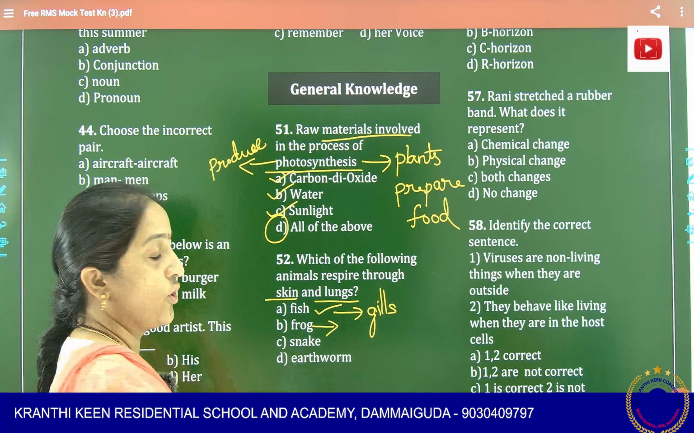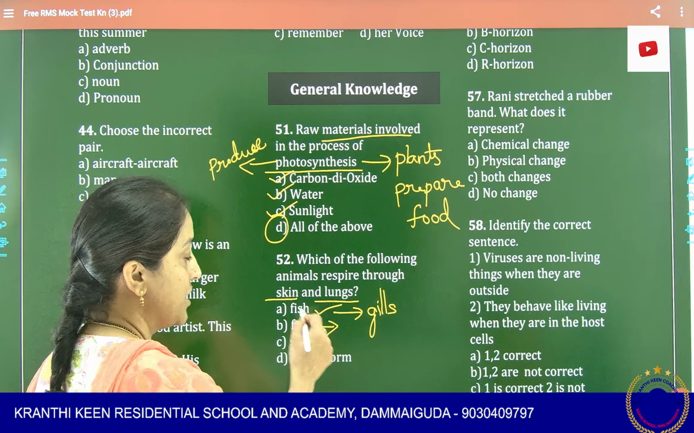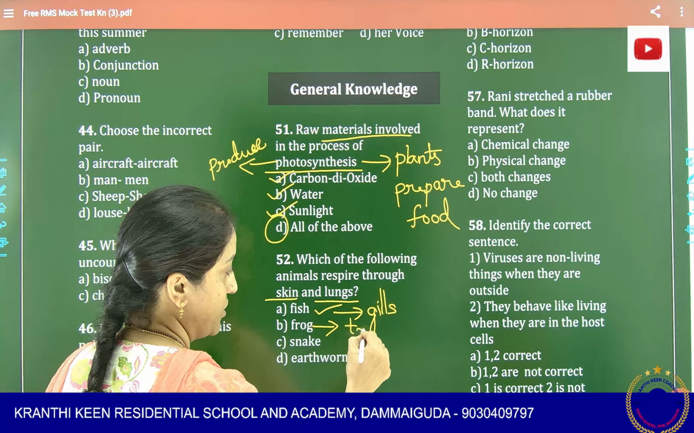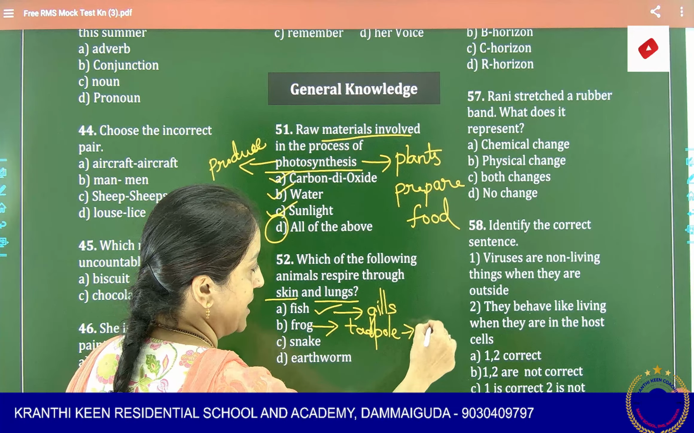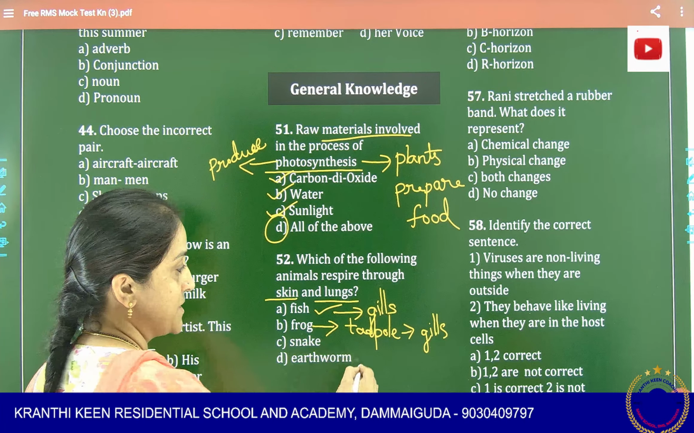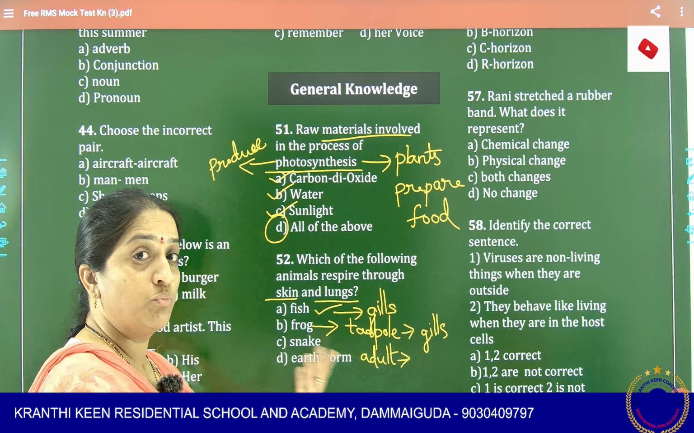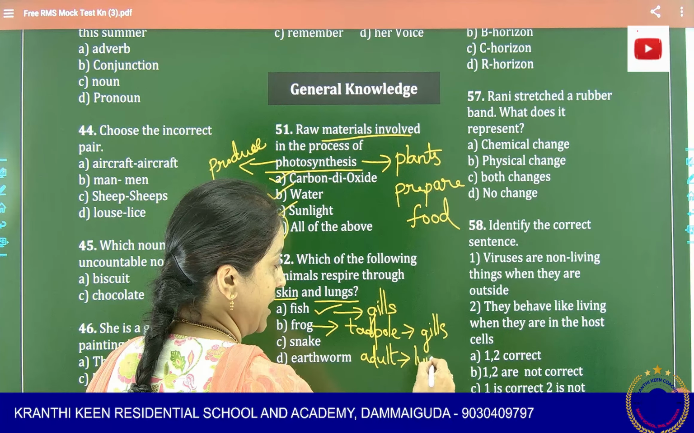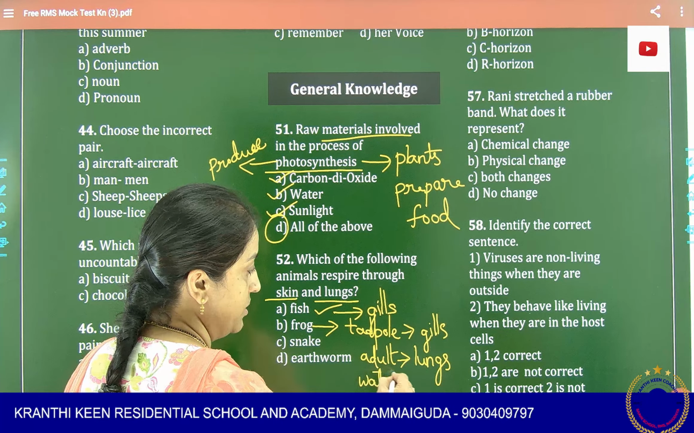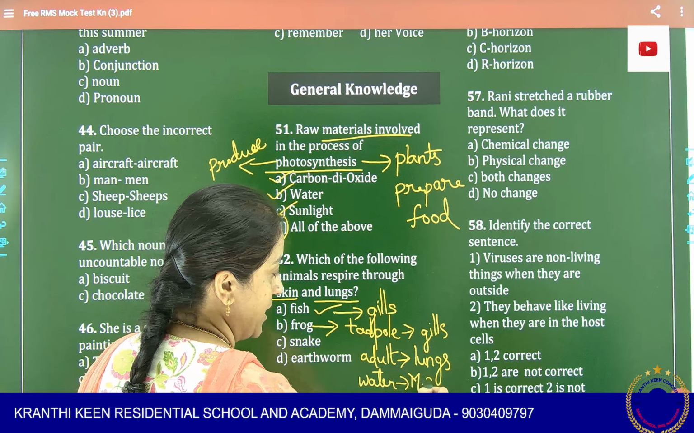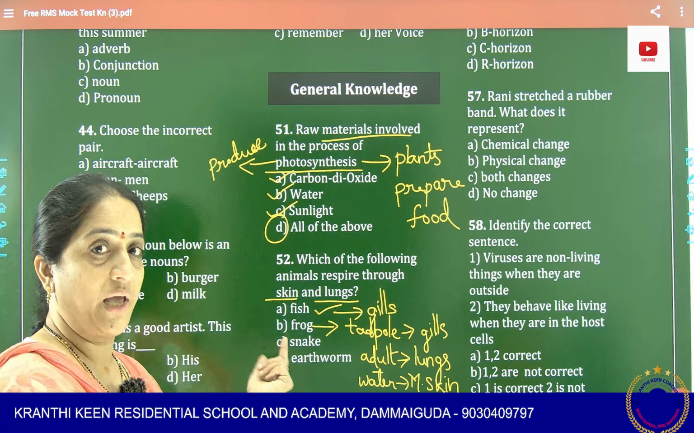Whereas frog, it undergoes several stages in its life history. So frog, when it is in tadpole stage, it respires through the gills. Okay. So when it becomes an adult, when it moves on the land, it respires through the lungs. And when it moves in the water, it respires through the moist skin. Okay. We got the answer, but still we need to know about the remaining options also.